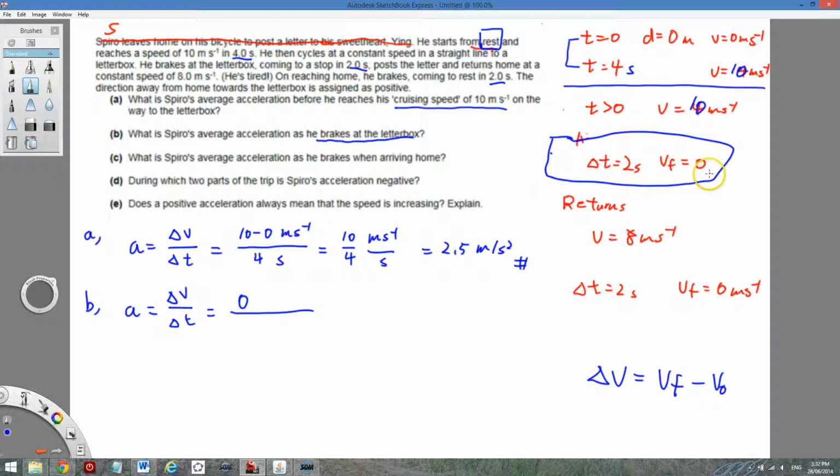Before he starts braking, his initial velocity is 10 meters per second. So 0 minus 10 meters per second over a period of 2 seconds. So I have minus 10 divided by 2, which gives minus 5 meters per second squared. Question completed.